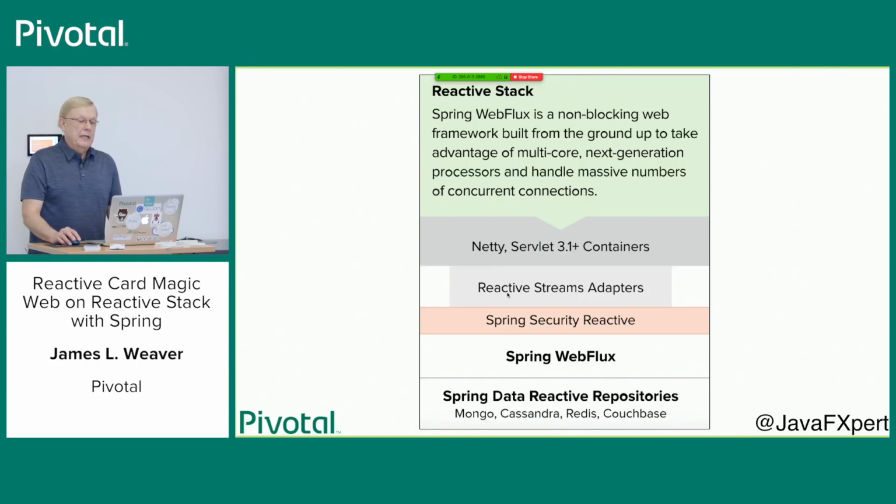And then there's a reactive stream adapter in there, because we handle different servers, so we need to be able to have reactive stream adapters for those servers. And then on top of that, there's, of course, Spring Security Reactive. That's a reactive flavor of Spring Security. Then we have Spring WebFlux. That's the reactive version of Spring MVC. And then we have Spring Data Reactive repositories. So far, joining the party now are Mongo, Cassandra, Redis, and Couchbase. And so those work in a reactive manner and a non-blocking asynchronous manner as well, with that back pressure that I talked about for flow control.